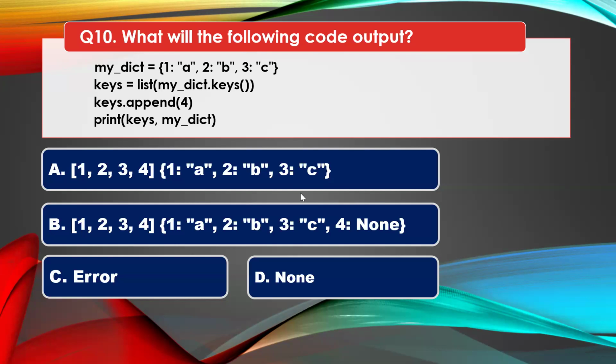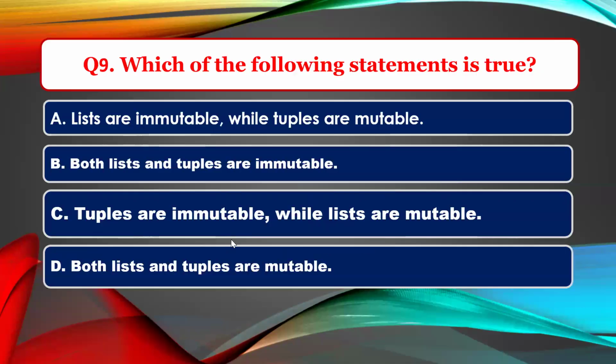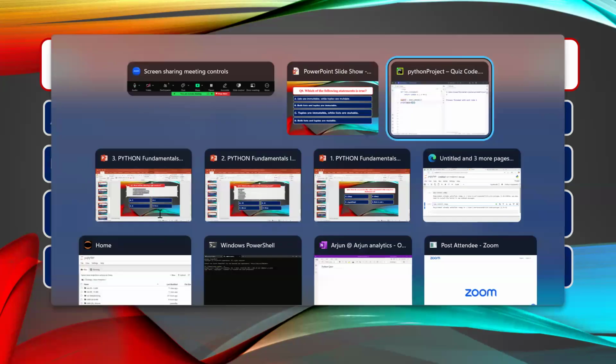Any queries? Can you show the eighth question? Eighth question? Yeah. Okay. This one you're saying error, right? Yes. But key 2 plus equal to 6, that one will append, right? I will show you what's the problem over here.